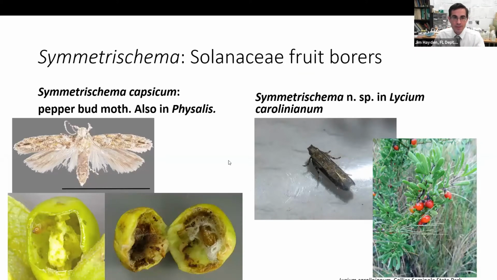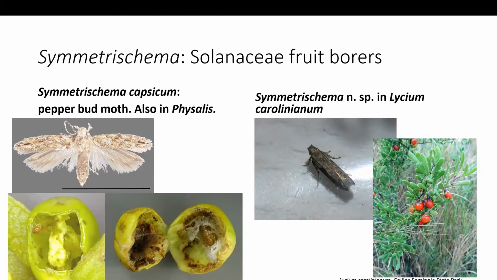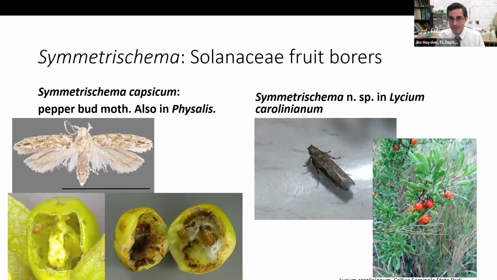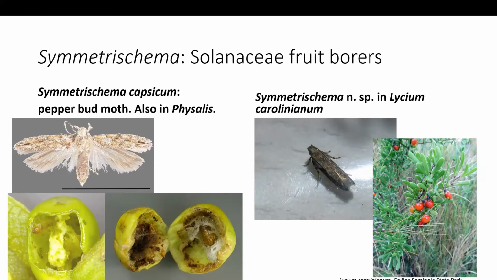Here's some other interesting stuff. The genus Symmetrischema, for example, is another gnorimoschemine genus. These things feed on things like peppers and Physalis. Some of you, since you're all in the Caribbean, have any of you heard of the pepper bud moth, Symmetrischema capsicum? Yes, yes. You encounter it once in a while? Not much these days. Previously, yes, but not a lot these days, no.